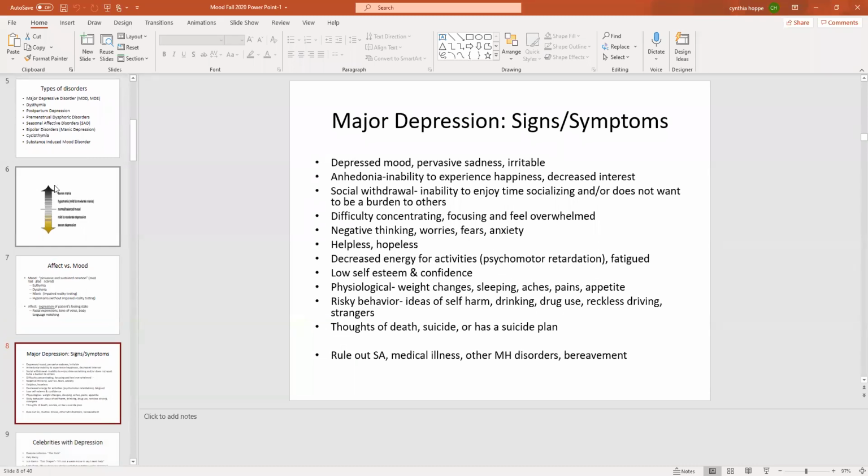All right, so major depression, the signs and symptoms. The biggie signs and symptoms is the first one, depressed mood, pervasive sadness, and irritability. The second one, that's really a biggie, is thoughts of death, suicide, or has a plan. Those are the big ones. The other signs and symptoms are very vague, and they may be overlooked by other people, family, and even healthcare providers.